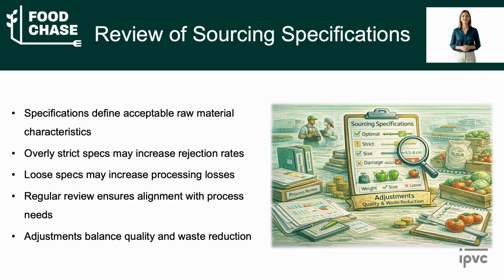Raw material specifications play a key role in waste generation. Specifications that are too strict may increase rejection rates, while overly loose specifications can lead to processing inefficiencies. Regularly reviewing and adjusting specifications ensures they remain aligned with actual process requirements and waste reduction objectives.